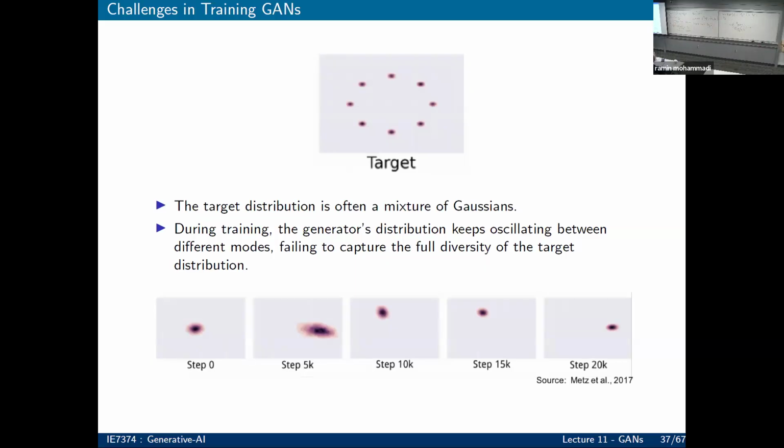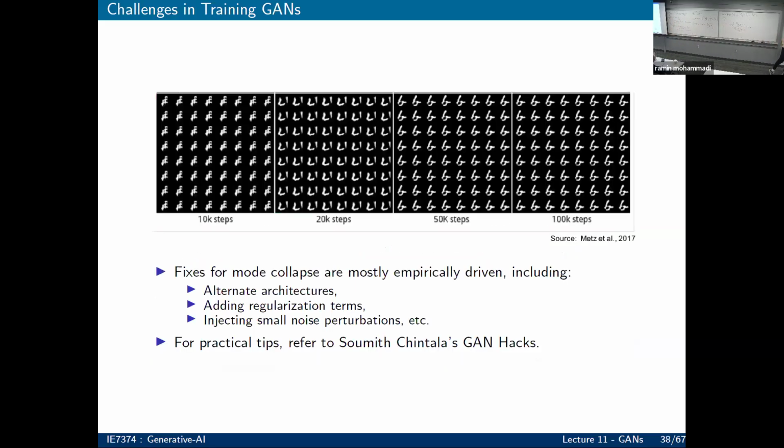So that's one of the challenges that GANs have. It's called mode collapse. And this is another example of mode collapse. It always either produces one digit or something similar to a digit.